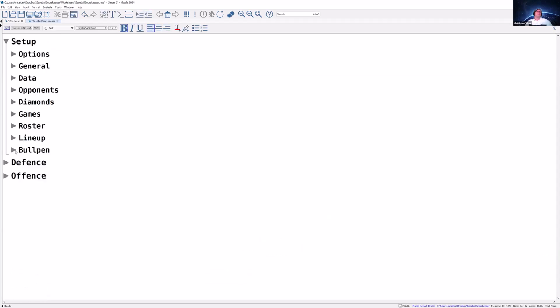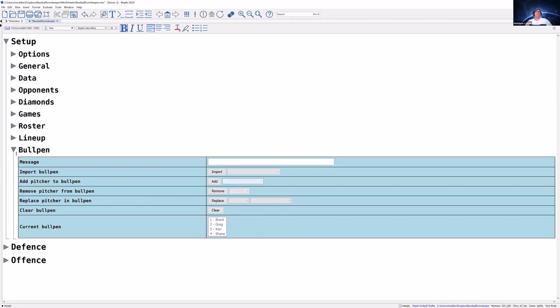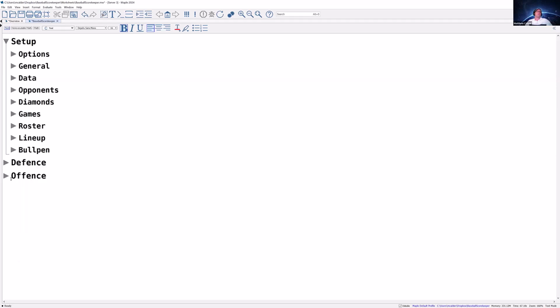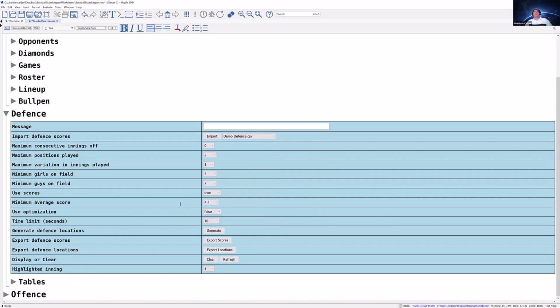So when I load the lineup, I'll mention it also loads the bullpen, so you can do it in one go. So the defense, this is based on the lineup, so it's filtered by the hitters in the lineup. I'm going to disable this here. So the scores I mentioned, 0, you don't play, 1 to 5 on your ability.